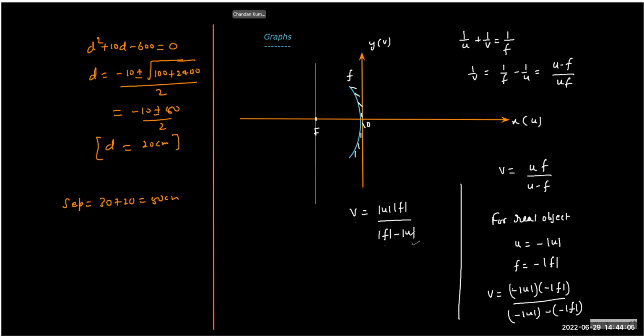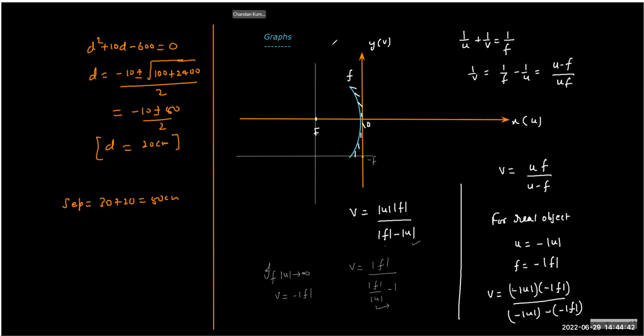So the graph, and as you go towards infinity, the v will become how much? If u tends to infinity, you can write it like this: mod of f upon mod of f upon mod of u minus 1. So if this tends to infinity, the number becomes minus f, right? These things we know already. You can see clearly the answer is minus mod of f. So we need to draw one more asymptotic line at minus f like this. This is minus, below the origin.